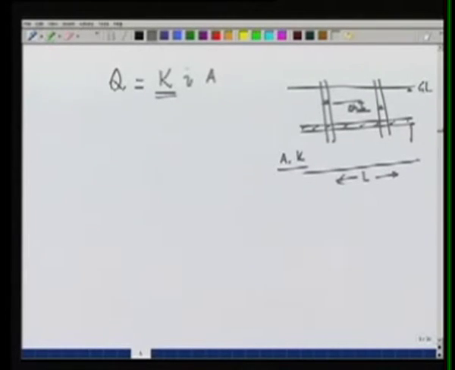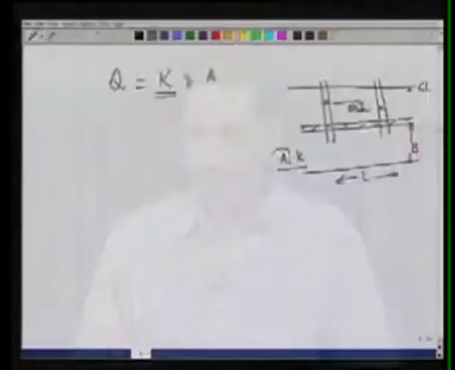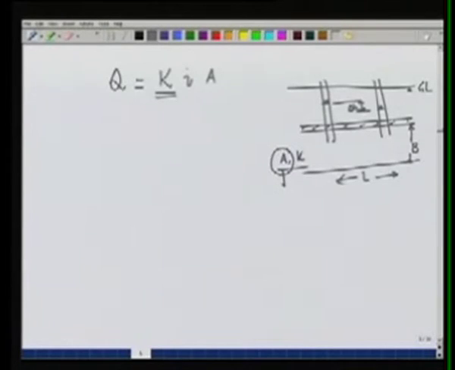Let's also say that the thickness of the aquifer is B. Therefore, if we consider unit area, we consider a two-dimensional case in which the aquifer extends for a very large distance perpendicular to this plane, and consider unit width. So for a unit width of aquifer, the area will be B into 1.